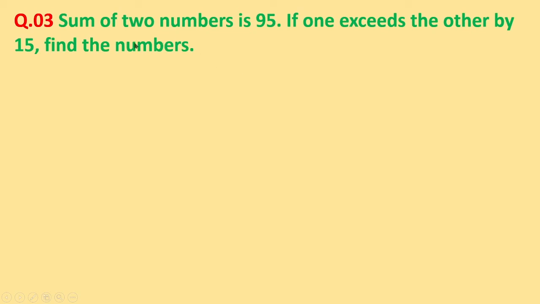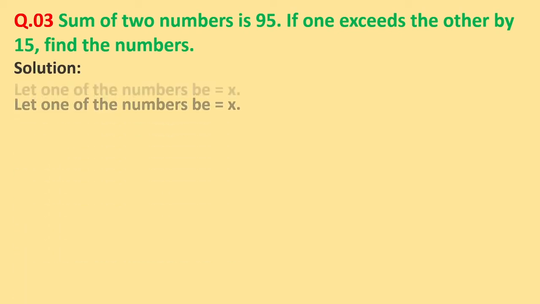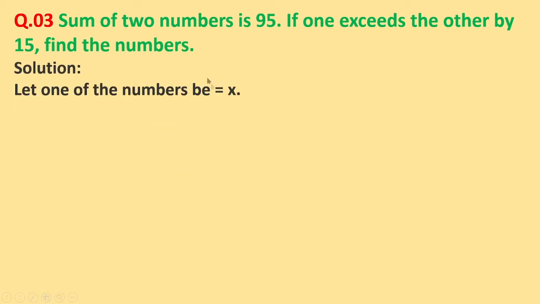Question number 3. I have selected a word problem. The sum of two numbers is 95. The question says the sum of two numbers is 95. Remember this. If one number exceeds the other by 15, it means one number is 15 more than the other number. Find the numbers. So how will we find them? Can you guess? First we have to assume what we have to find out. So let one of the numbers be x.